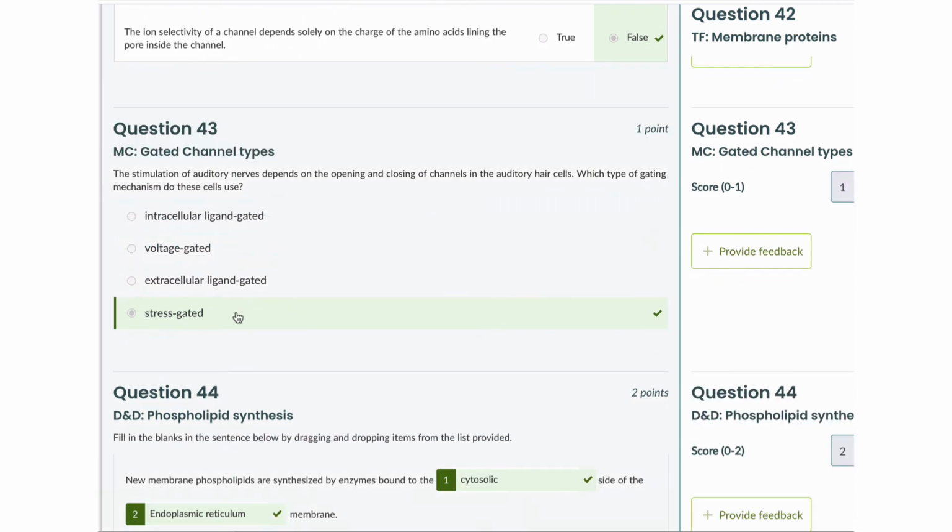Question 43. Gated channel types. The stimulation of auditory nerves depends on the opening and closing of channels in the auditory hair cells. Which type of gating mechanism do these use? It's called mechanically gated, or as I said in class, mechanically gated is also called stress gated. So it's not ligand, it's not voltage. We didn't distinguish intracellular and extracellular ligand, but both of these are ligand gated. It is a mechanically or stress gated channel.